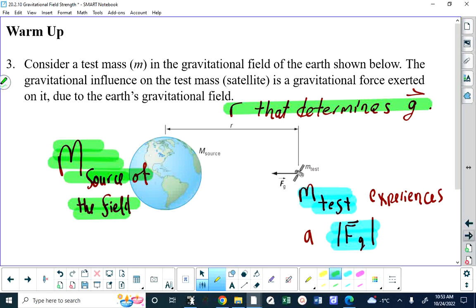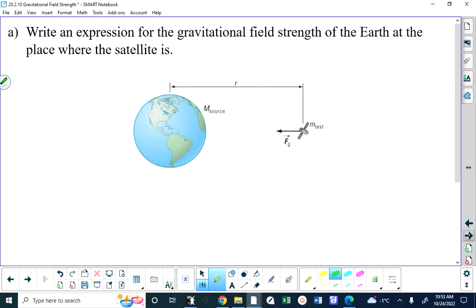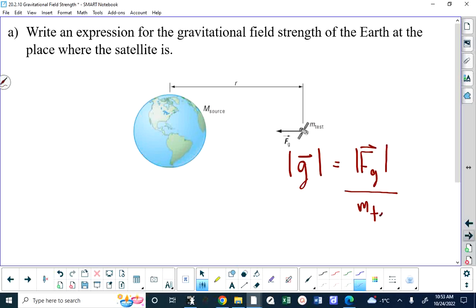So, what are we asked? Write an expression for the gravitational field strength of the Earth at the place where the satellite is. Well, it's the gravitational force over the test mass. And that's basically where we ended on Friday. We didn't get this far in the lesson, but we ended on Friday by saying this is how you can calculate the gravitational field.